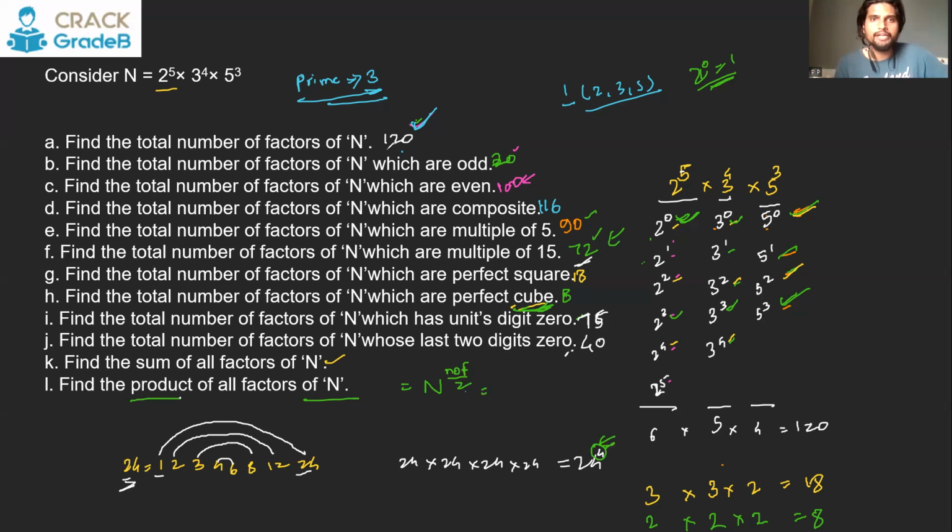So number of factors we already calculated, 120. If this is the number n, so you just write that entire number n and the power will be 120 by 2. That is n raised to the power 60. This will be the product of all factors of number n. So even if you understand these, this many questions should be sufficient for this topic, factors. Let's solve some questions based on it.